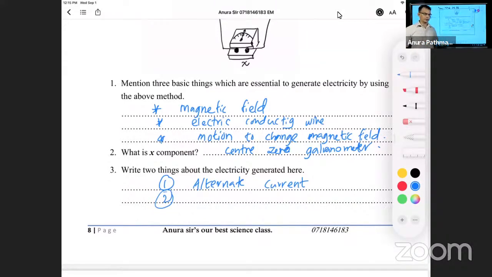In this occasion, current is not stable. It's changeable, depending on the speed of the motion. Am I correct? Yes, sir. Right.